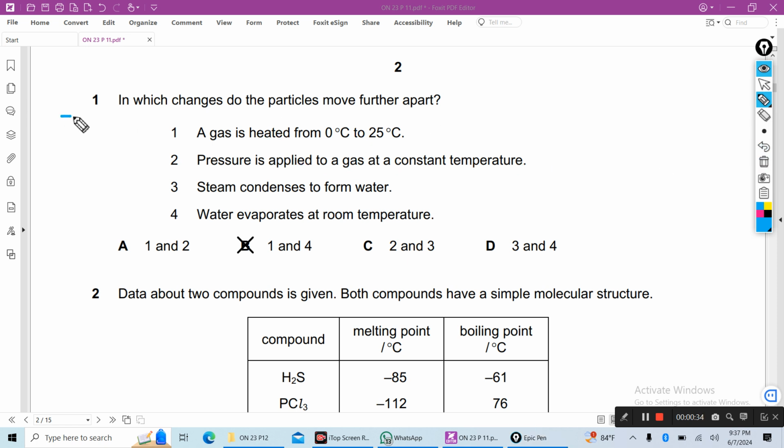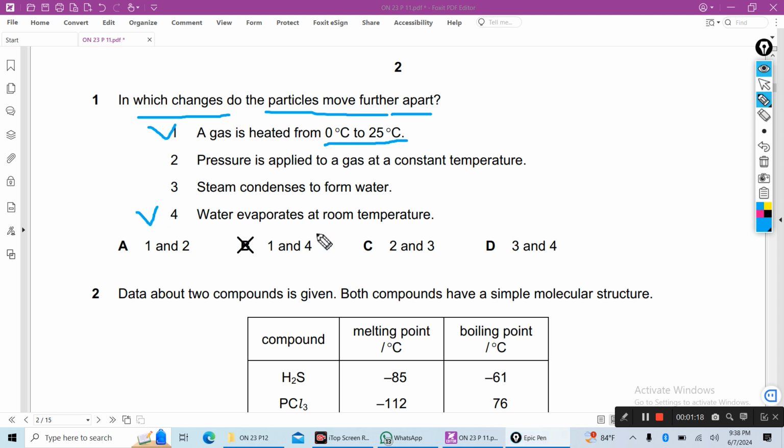Number 1. In which changes do the particles move further apart? This 1 and 4 is the correct answer. A gas heated from 0 degree centigrade to 25 degree centigrade. Yes, if you give heat, gas particles go far away. So the question is asking you, in which changes do the particles move further apart? So increasing temperature, particles move further apart. And also 4 is the right answer.